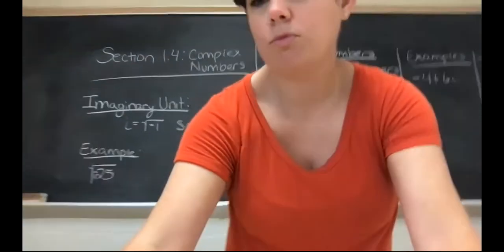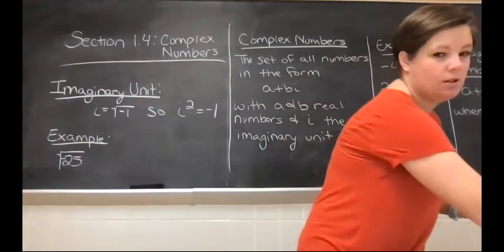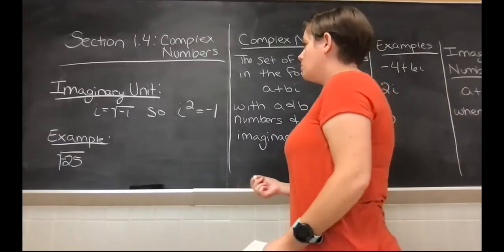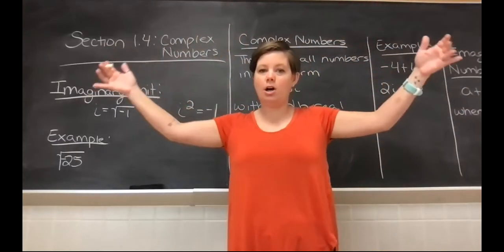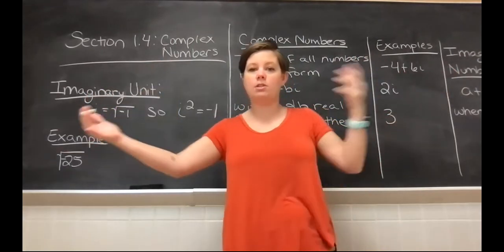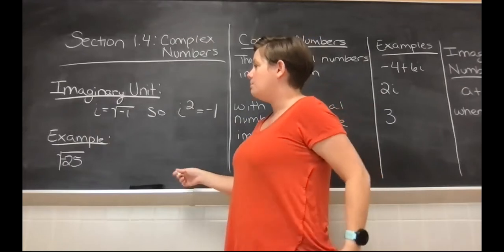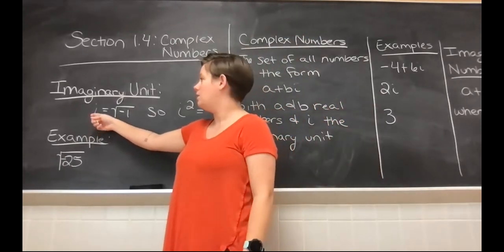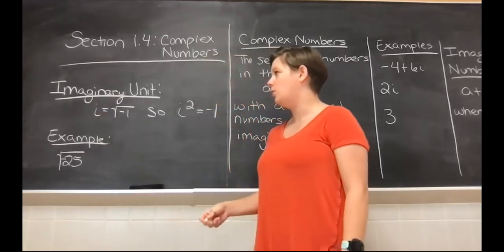So there's the start of our notes. Section 1.4, complex numbers. So before we start talking about complex numbers, as you saw, the complex numbers was the broad blue scope, and that included real numbers and imaginary numbers. So let's talk about the imaginary unit. The imaginary unit is usually signified with a lowercase i, and the lowercase i, or the imaginary unit, is equal to the square root of -1.